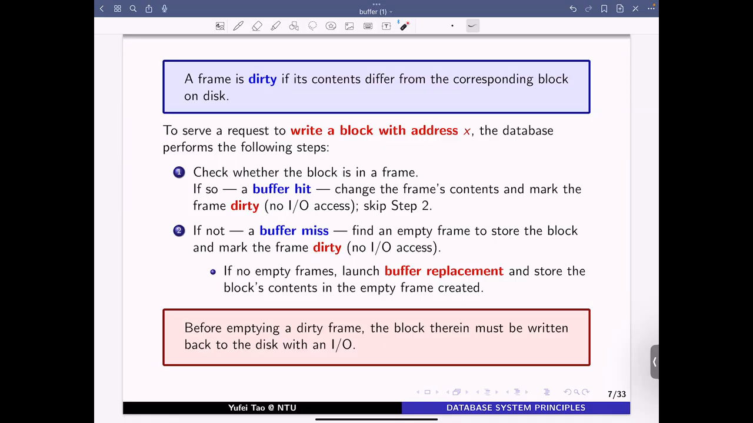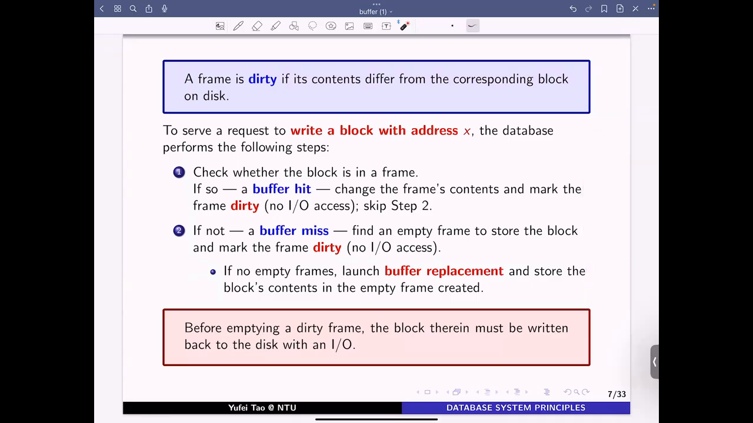But you could still run into the issue where there are no empty frames currently, right? So in this case, the buffer pool is full. Again, you launch this buffer replacement program. Once again, we're going to talk about this program later. But what this program does is to create an empty frame, right? And then this write process can proceed to put the new contents into that frame. Okay, so this is the end of the write process.